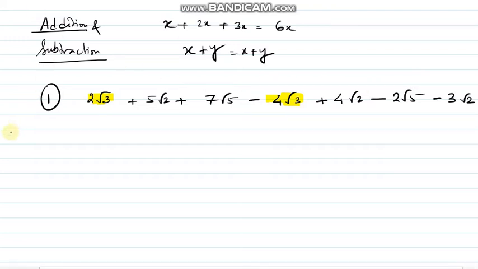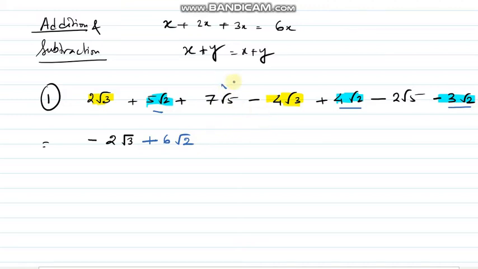So if I simplify this, just imagine this as 2x minus 4x, that is minus 2x. So the answer is minus 2 root 3, right? Next one, 5 root 2, 4 root 2 minus 3 root 2. Just imagine this as 5x plus 4x, that is 9x, minus 3x, that is 6x. So it will be 6x, x is my root 2.